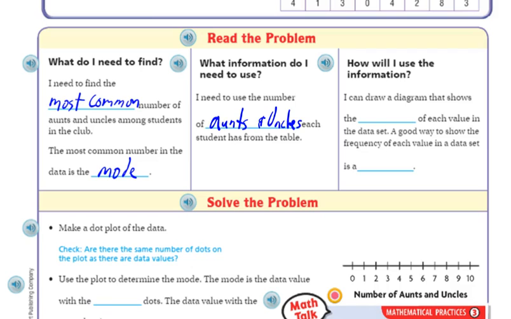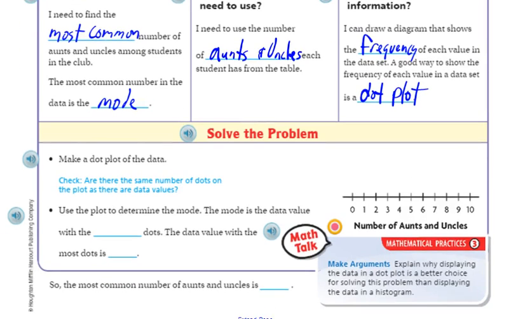How will I use the information? I can draw a diagram that shows the frequency of each value in the data set. A good way to show the frequency of each value in a data set is by creating a dot plot. If you're asked to find the mode, usually the dot plot is going to be the best visual for you to use. So we're going to start by making a dot plot.